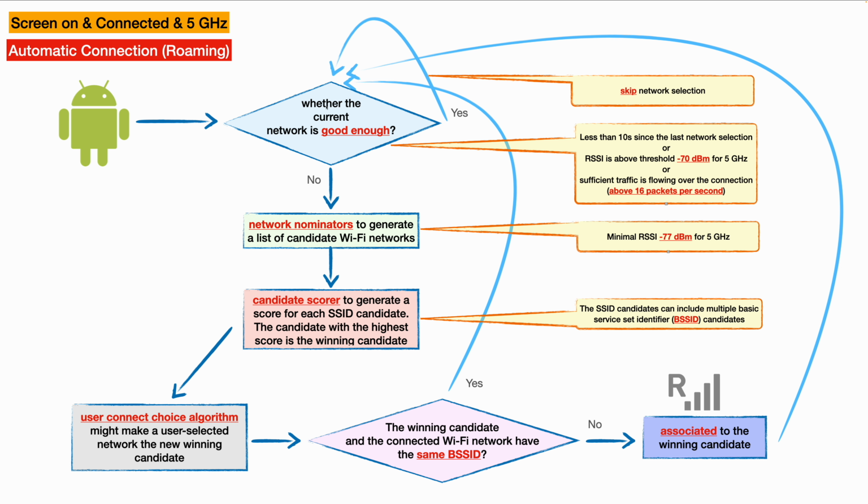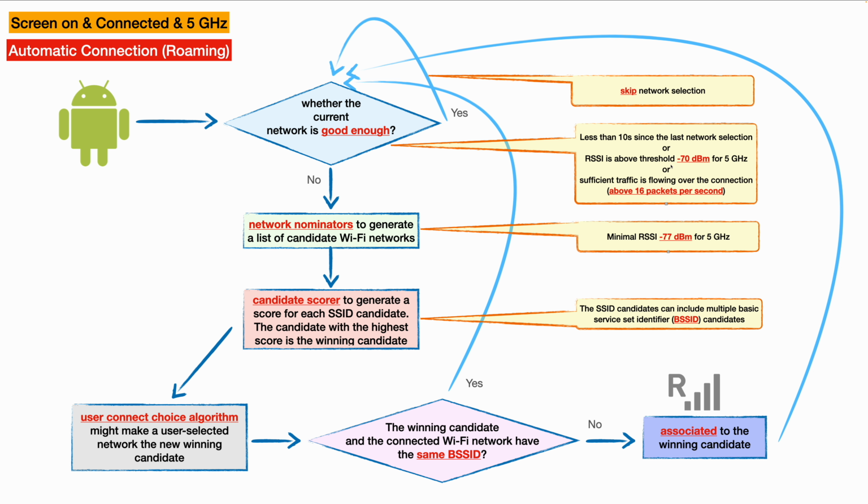So the first step, your device needs to decide whether your current network is good enough. That's a very interesting way to describe your Wi-Fi condition. How does Android decide whether your network is good enough? Three most important conditions. First, whether the last network selection process happened within 10 seconds. If yes, it won't do the so-called network selection. It will go back and wait. The duration is every 10 seconds.